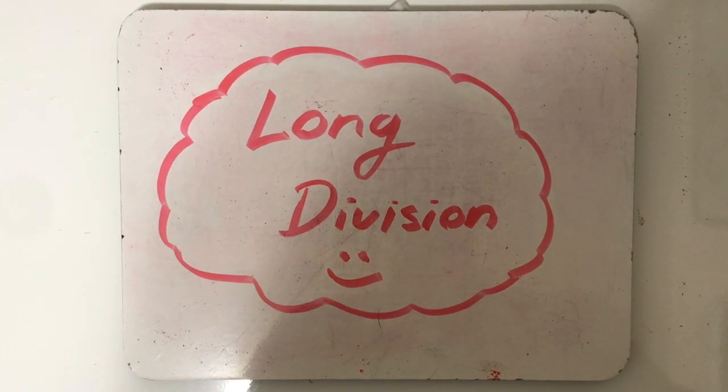Welcome back, everyone. Today we're going to discover one last strategy for dividing numbers, and that is going to be long division. Now, I saved it for last because I wanted you to learn the box method first, as well as the partial quotients method first, because I think those two strategies will help you understand what we are really doing when we're dividing numbers.